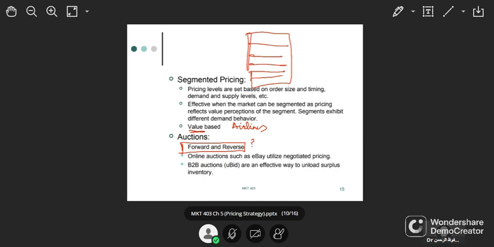Forward auctions, most commonly we'll see what happens in a forward auction. You put a price, base price. Anything above is acceptable. Whoever quotes the highest, the product goes to them. So for me as a seller, anything above base price is a profit. The higher it goes, the better for me.